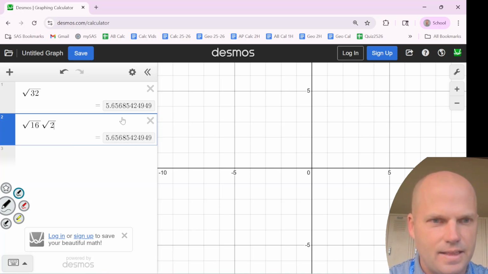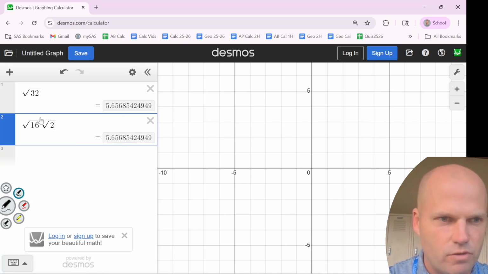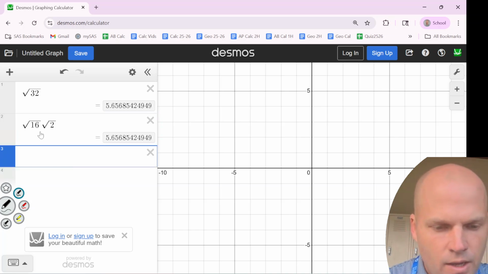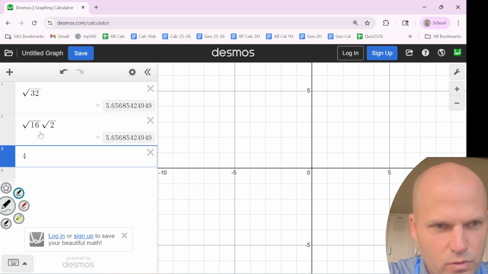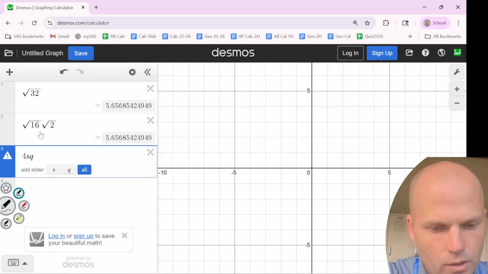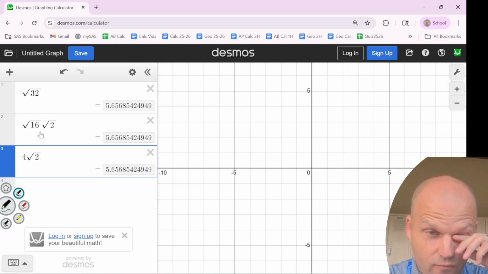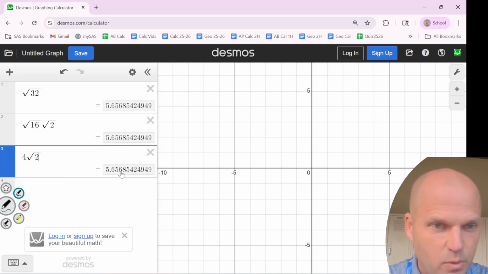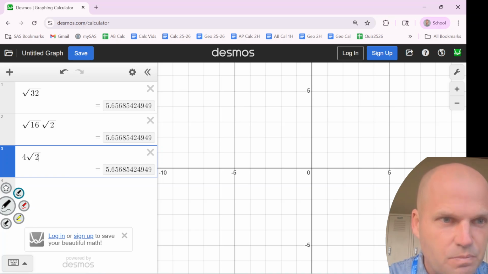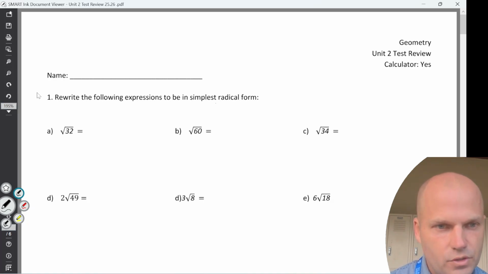I can see that I get that same number. So again, I'm just rewriting this. I'm not changing it. And the reason why we write root 16 root 2 is because the square root of 16 is 4. So if I write 4 times the square root of 2, I can see I have that number 5.656, which is the simplified version of square root 32. So we get 4 root 2.